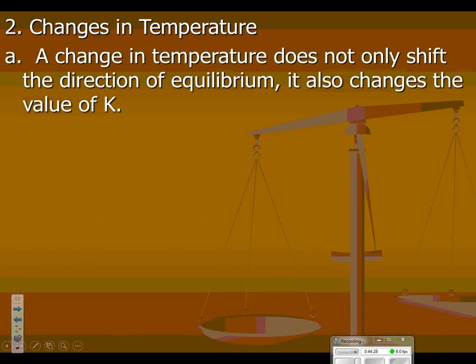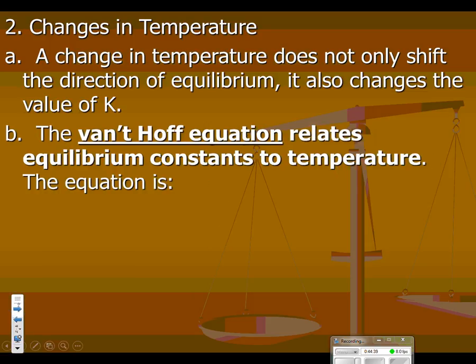Okay, changes in temperature. Change in temperature will not only shift the direction of the equilibrium, but it also changes the value of K. So pressure won't affect the K. The only thing that will affect K is temperature. Okay, once we do temperature, then we're going to have problems. We're going to have to use the Van't Hoff equation that relates the equilibrium constant to temperature.